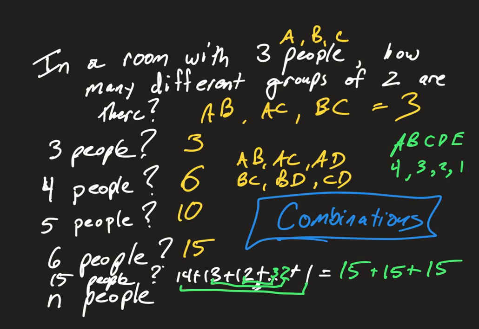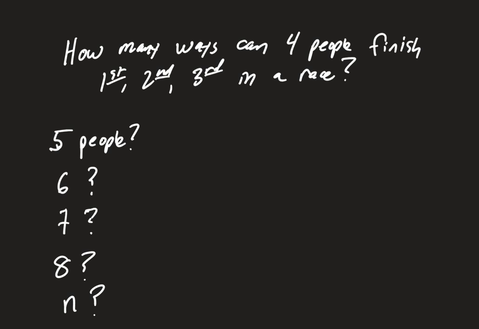All right. When order is important, we call it something else. So now if we go like this, how many different ways can 4 people finish first, second, and third in a race? And then 5 people, 6 people, 7 people, 8 people, and then N people. So this is your next task. See if you can start with this one. If you want, we can work that one together.